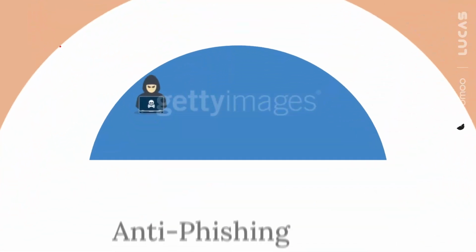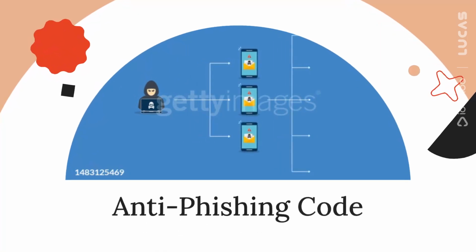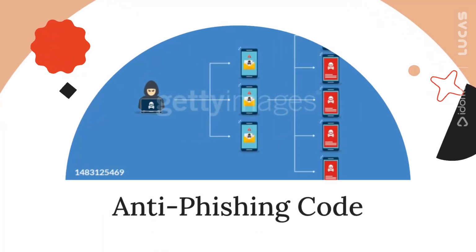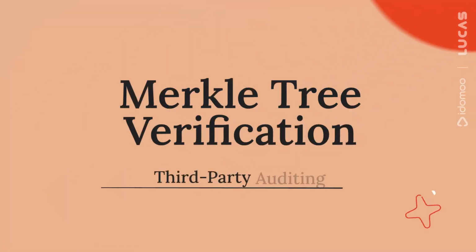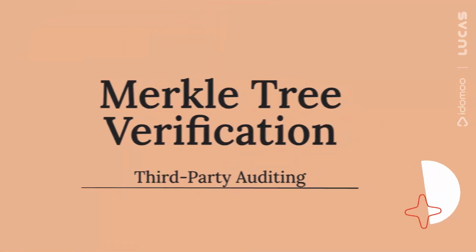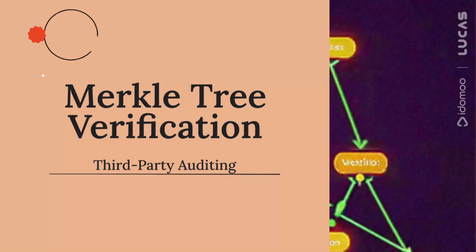Activate the anti-phishing code to safeguard against email fraud, a common tactic used by cybercriminals. Gate.io uses a Merkle tree scheme for asset verification and undergoes third-party auditing for added security.